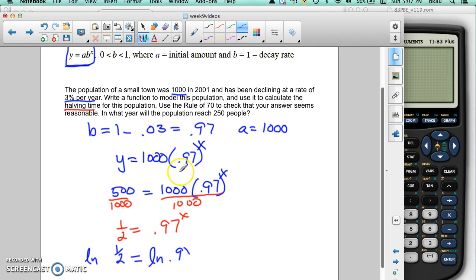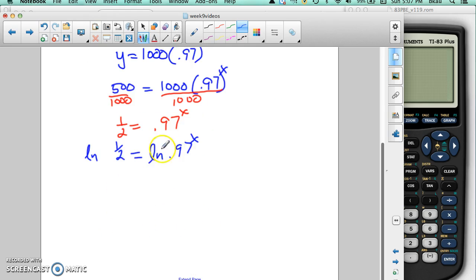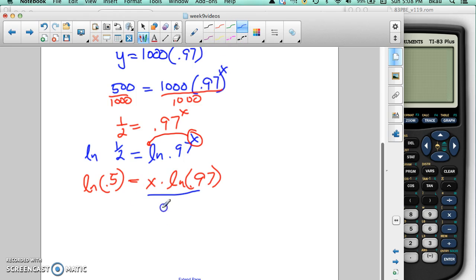Remember the rule that we're using here: the exponent comes down in front, so it becomes x times ln of 0.97, and that is equal to ln of 0.5, for 1/2. So we're just going to divide by ln of 0.97 on both sides of the equation.